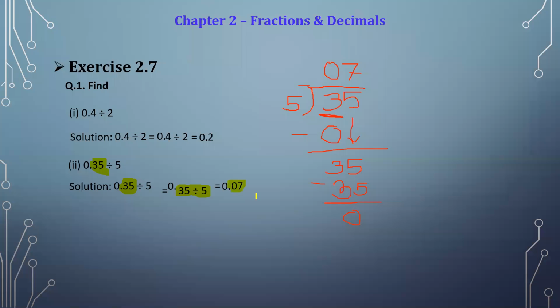So therefore we are getting the same number of digits which are present after the decimal point, and therefore 0.35 divided by 5, that answer is going to be 0.07. 0.07 is the final answer for that division, 0.35 divided by 5. So this is the answer of the second sub question.